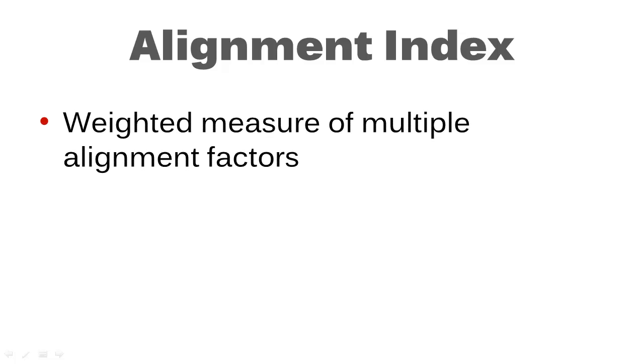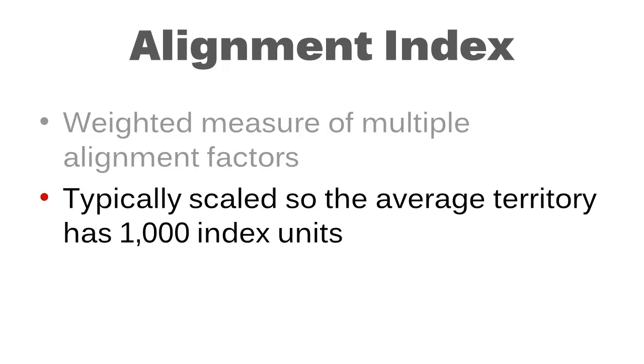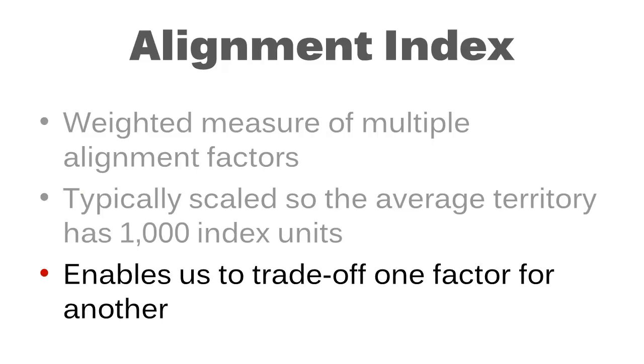So just to recap, the alignment index is a weighted measure of multiple alignment factors. So you'd calculate an alignment index for a zip code or a postcode made up of the factors for that zip code or postcode, and then you'd sum them to the territory level. That's how it works. Typically scale it so the average territory has 1,000 index units. And as we've said in the previous tutorial, it enables us to trade off one factor for another.